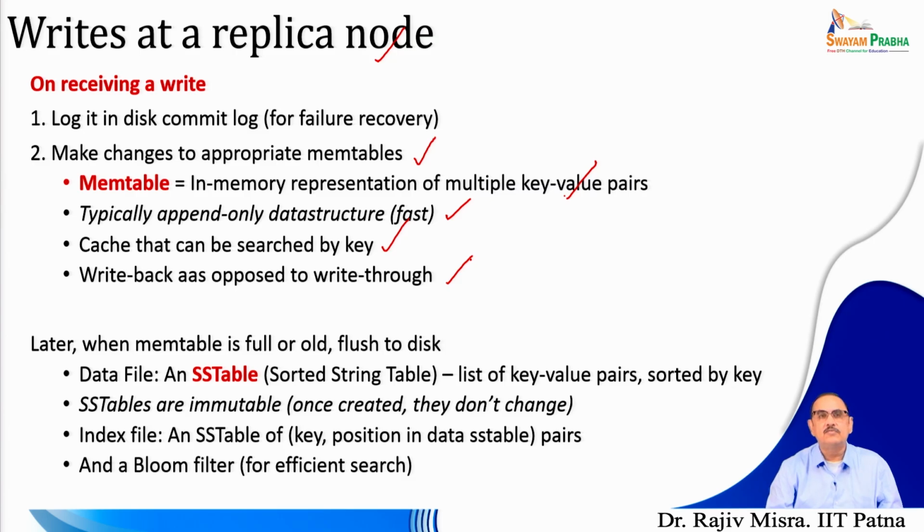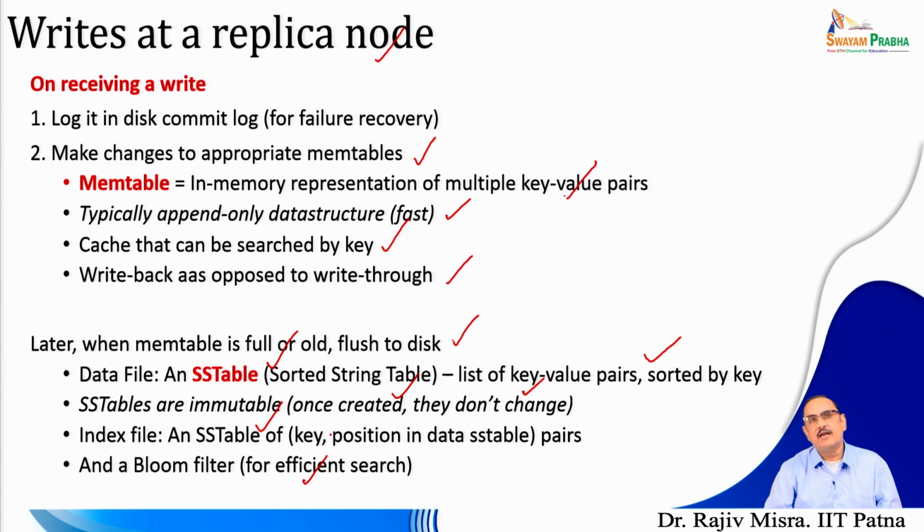Later, when the mem table is full or old, it is flushed to the disk, so the data file, that is an SS table, sorted string table, is a list of key value pairs sorted by the key. SS tables are immutable, that is once created they do not change. Index file, that is an SS table of key position in the data SS table pairs, and it also uses the Bloom filter for an efficient search.